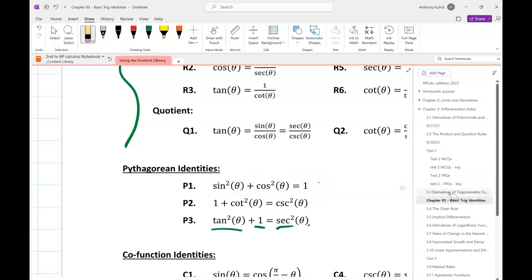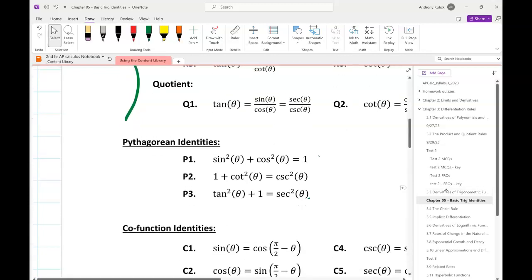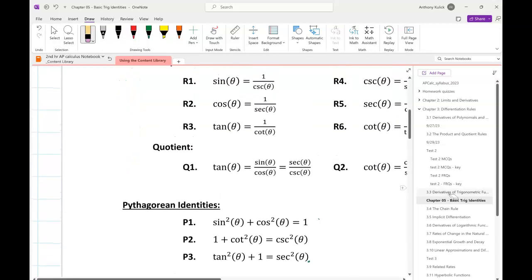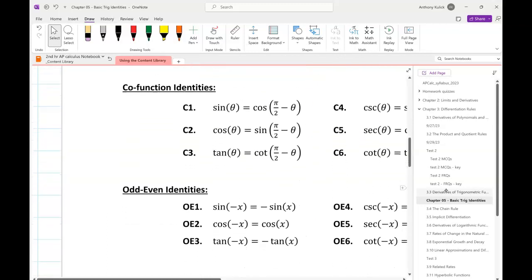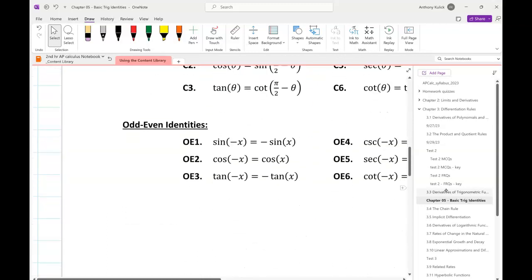And then what about the co-functions? Do you think those are going to reoccur? No. Oh, no. But the odd evens will. Oh, no, that's easy. Okay. All right. Let's go back to where we're at.